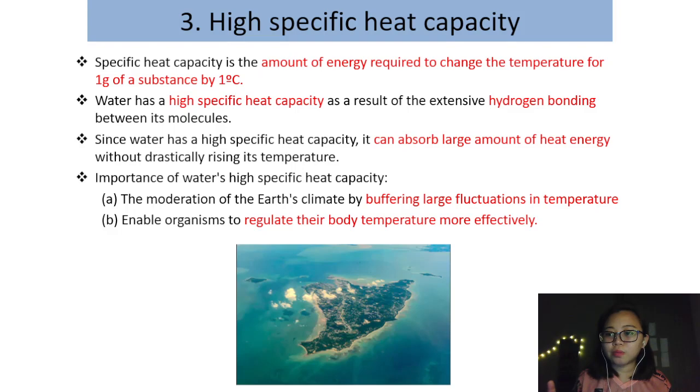Dia tidak akan, bila cuaca berubah, suhu persekitaran kita tidak akan berubah secara mendadak kalau kita ada banyak air. Contoh, di sekitar, if you're near a body of water like the sea, if you're near a pond, you will be able to tell the difference. Okay, you can ask me a question about that later if you're a bit confused. But basically, you need to know that it buffers large fluctuations in temperature. And secondly, it enables organisms, okay, living organisms like me, to regulate my body temperature more effectively.